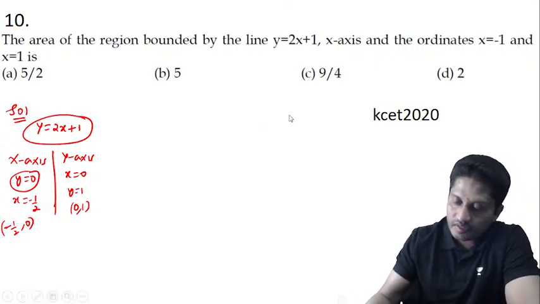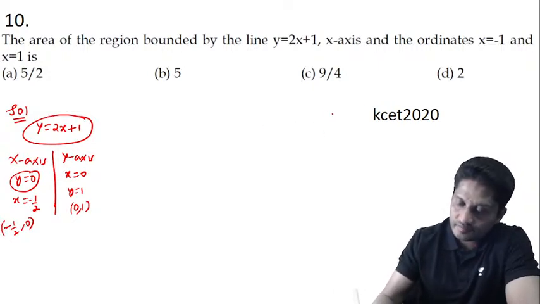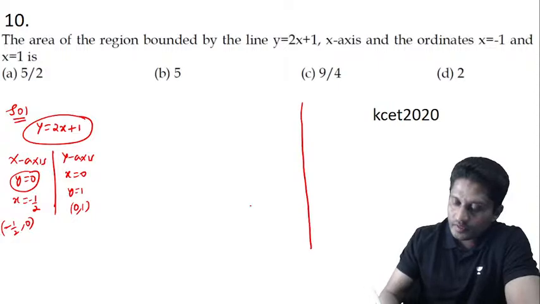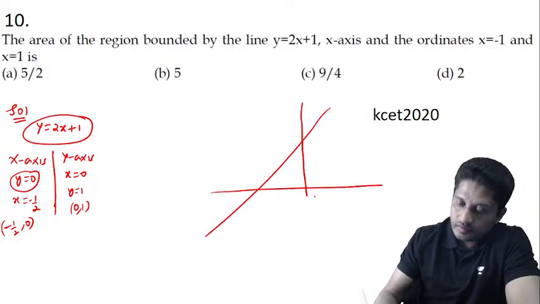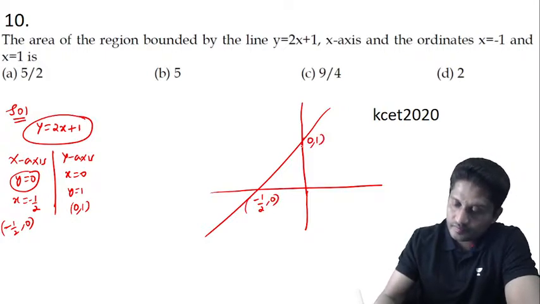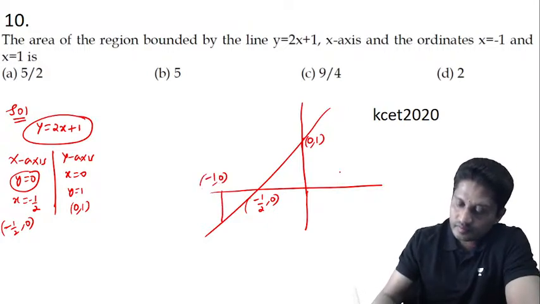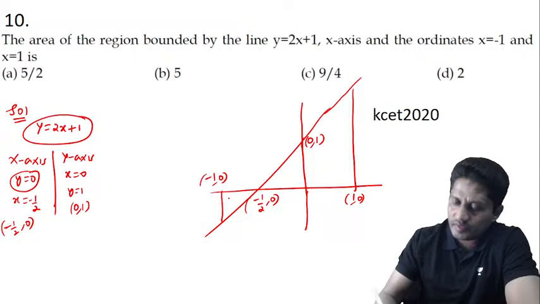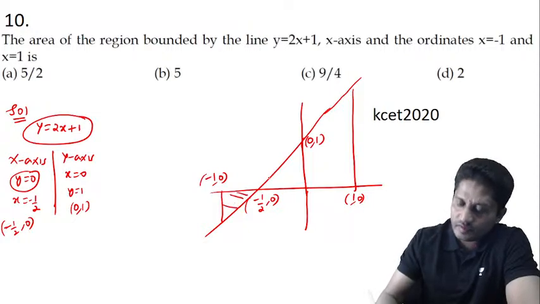Right, now if I draw this line, so this is minus half comma 0. This fellow is 0 comma 1. Now I should find out the area between -1 and +1. So this area I'm supposed to find out.